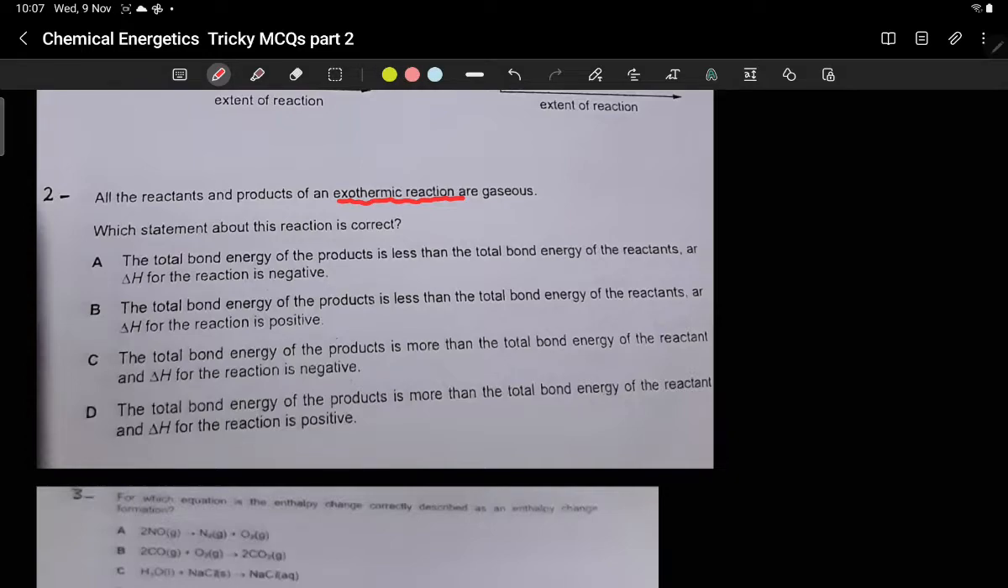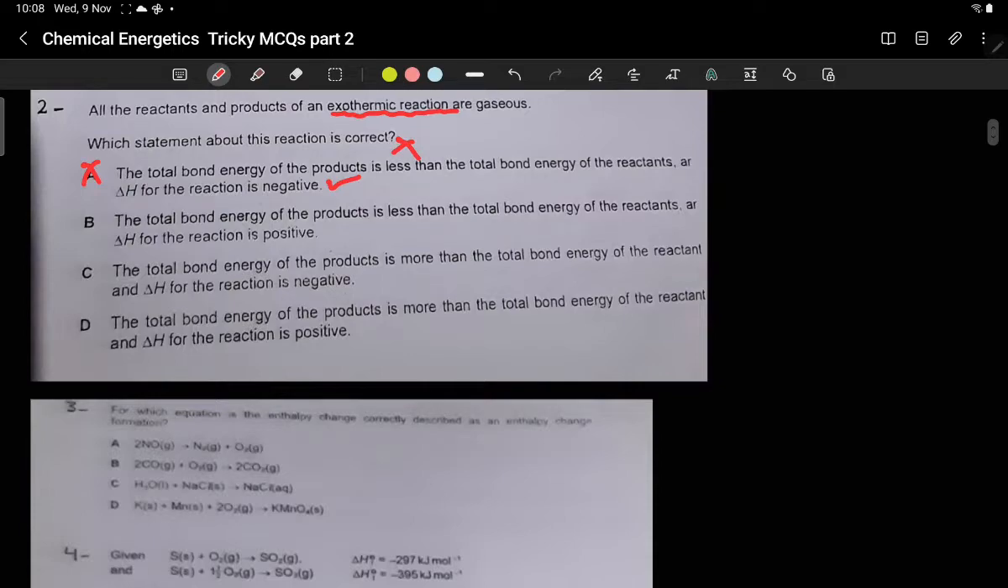This part of this option, delta H for the reaction, is correct. Delta H is negative for exothermic, but the total bond energy of the product being less is incorrect, because the total bond energy of the product is more than the total bond energy of the reactant. So that's why this option is incorrect. Now let's discuss the B option. The total bond energy of the product is less. This is also incorrect, and delta H is also incorrect.